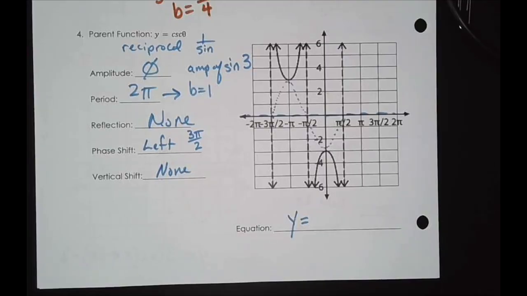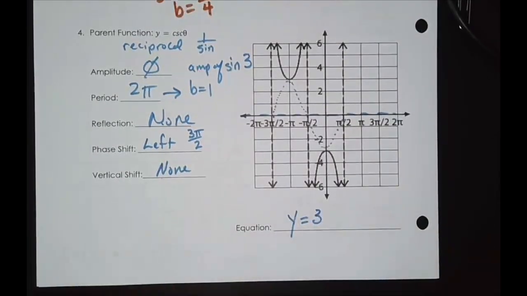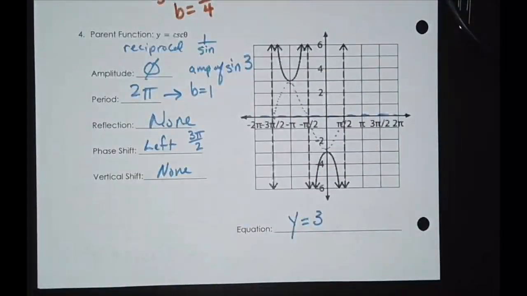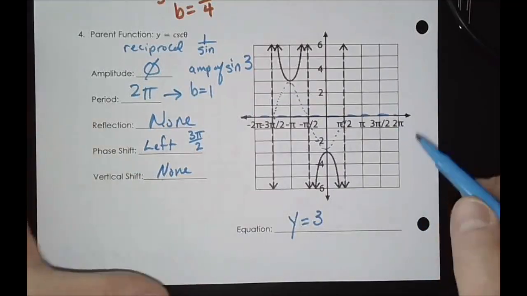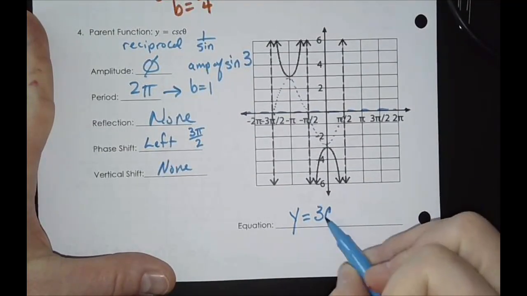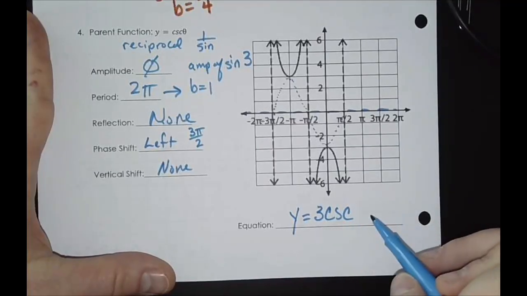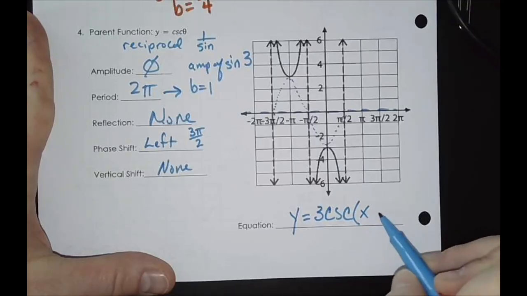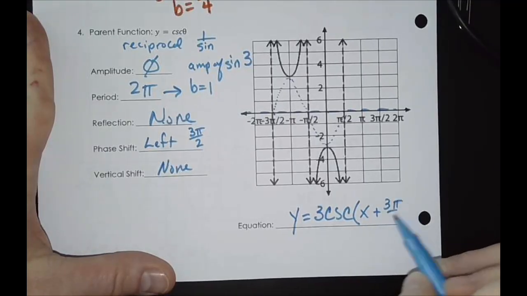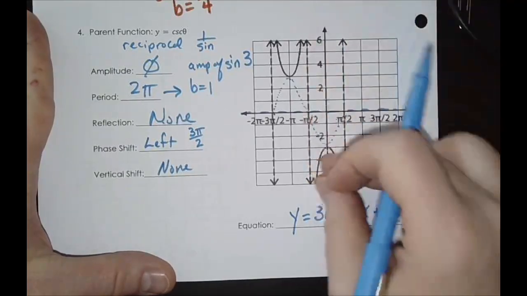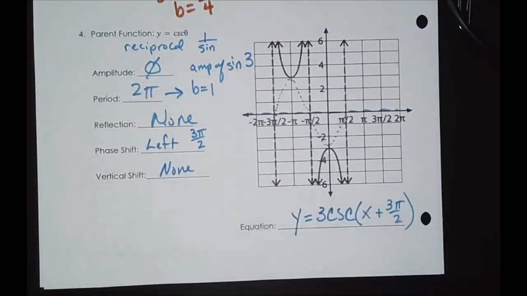Okay. Let's start with 3. Yeah, you got to start with a 3. That's the amplitude for the sine wave, but it's the stretch factor for our graph. All right, keep going. Cosecant, parentheses, x plus 3 pi over 2. That's it, right? And then if there was any shift up or down, we put that after it. That's not so bad.